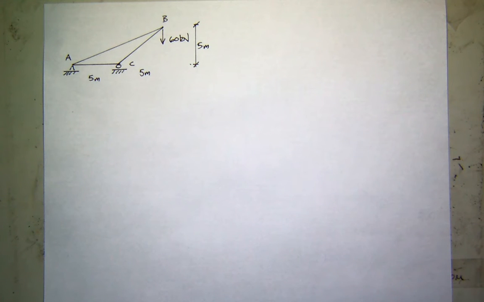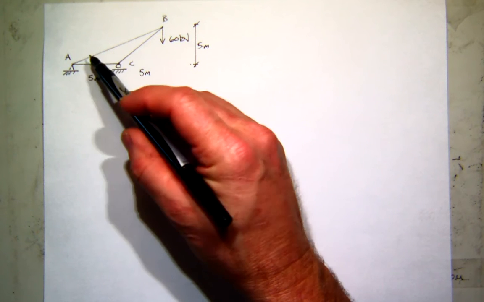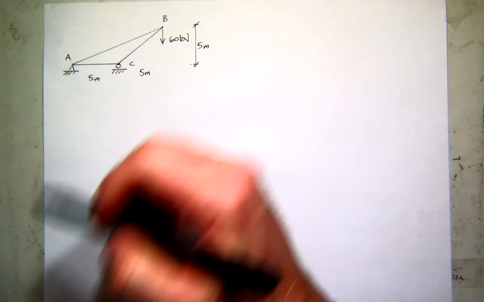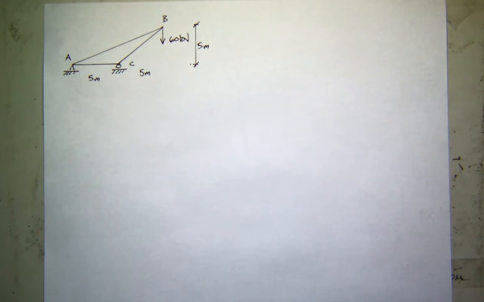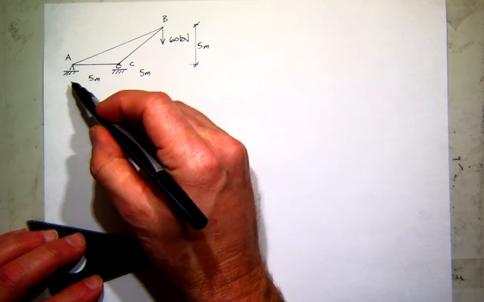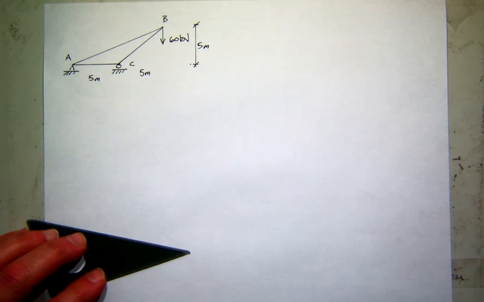Okay. So we've got a truss problem here. We want to find the bar forces in these three elements, AB, AC, and BC. So what I probably want to do first is find my reactions. I have 2 at a pin and 1 at C.